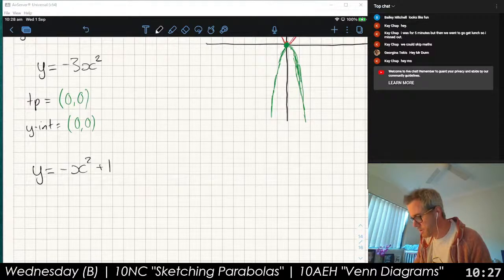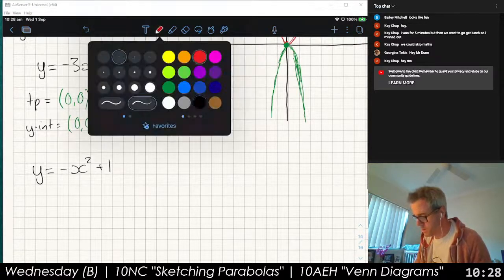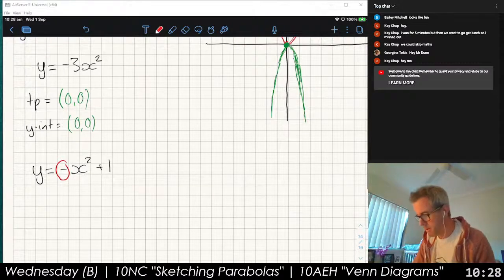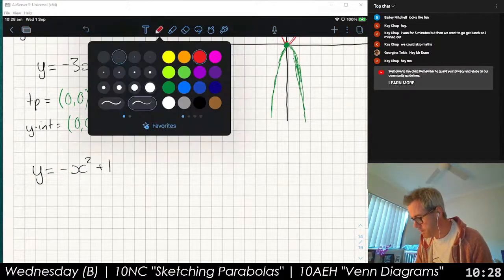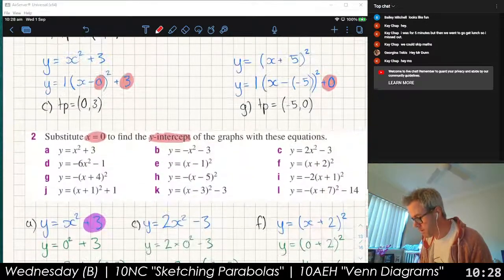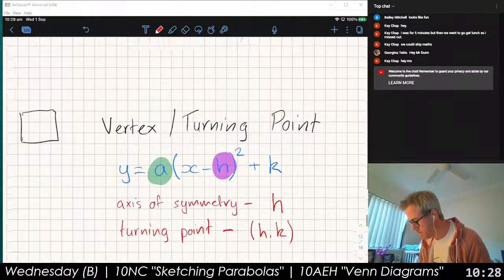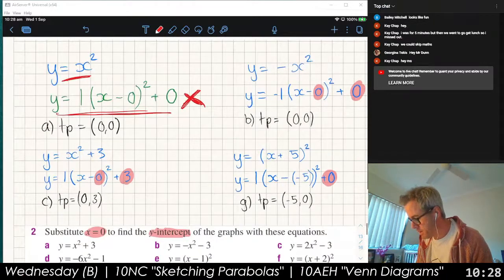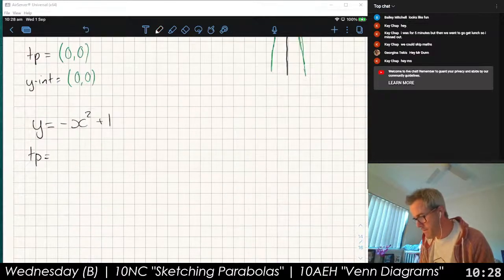There's a few things I notice. First thing I notice is it's got a negative, so it's going to be a curved down parabola, like so. Second thing that I notice is that I have a value that is added to my square. So that looks like a k value in my formula, that's the k value over here, added. All right, let's go ahead and find out my turning point. Well, I don't have an h value here, so that is 0.